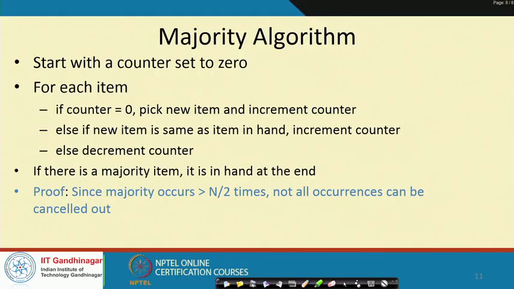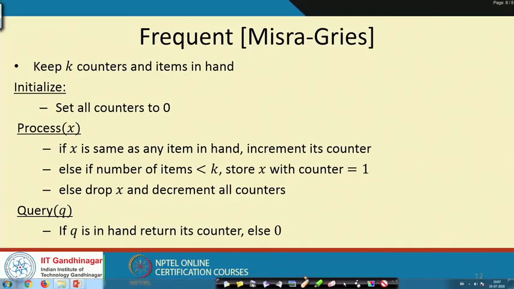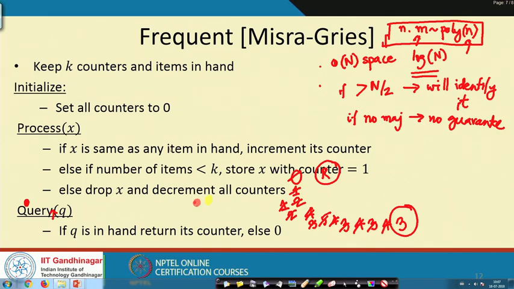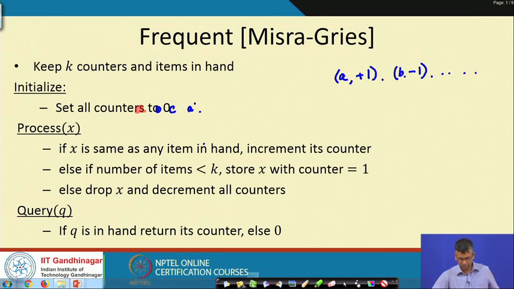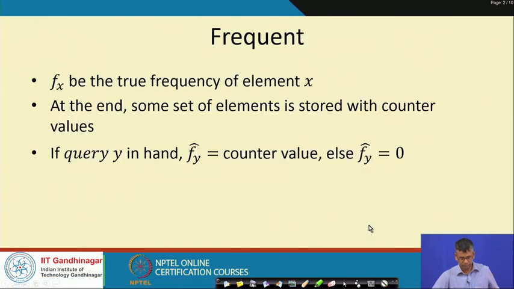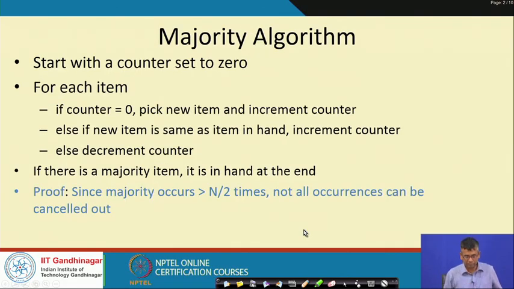So therefore, you cannot account for all the majority items being dropped, all the copies of the majority items being dropped, right, because less than N by 2 arrivals cannot account for greater than N by 2 copies of the majority item. So that is it really.